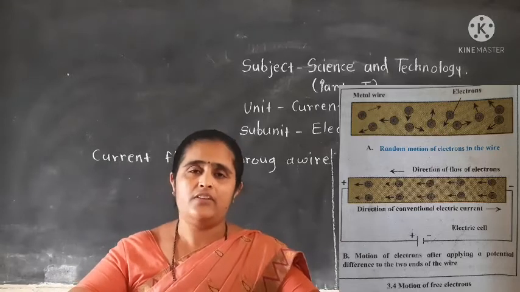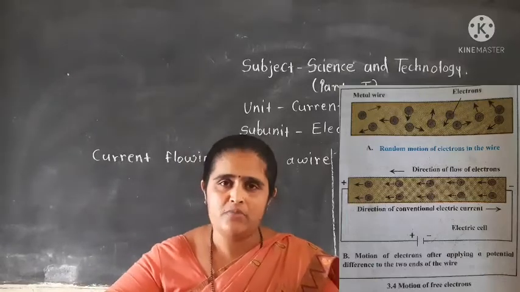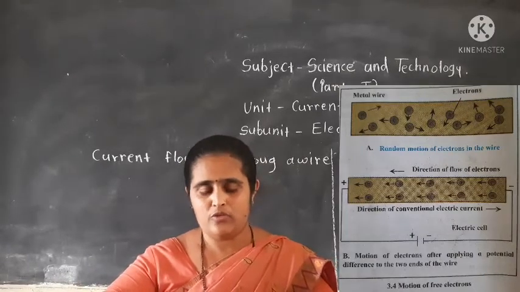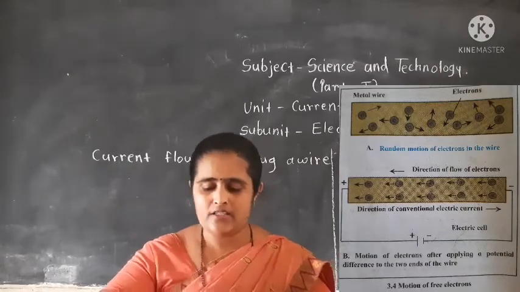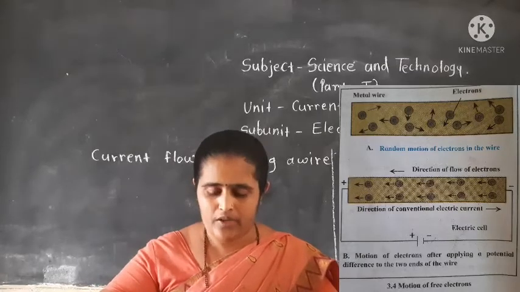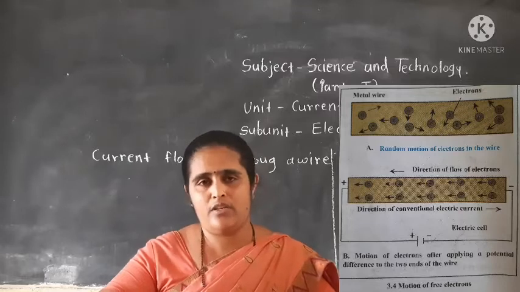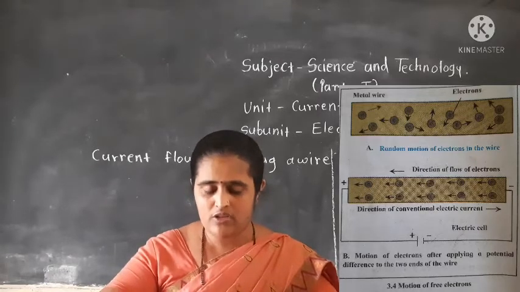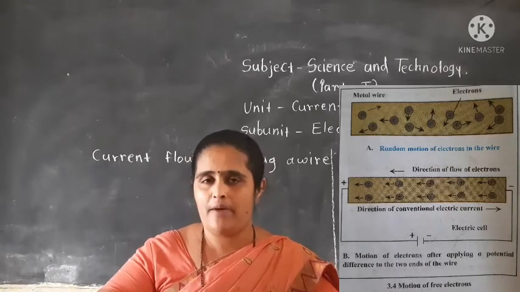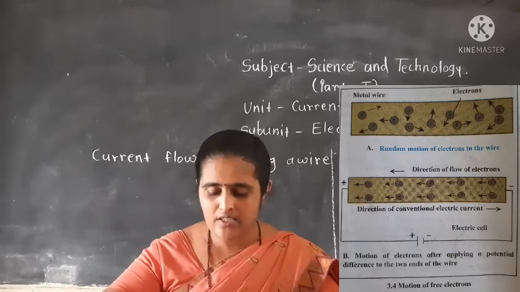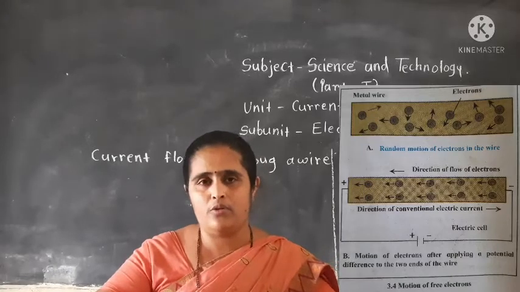Let me prepare some activity based questions on this topic. The above diagram is related to which concept? Your answer is motion of free electrons. The diagram A indicates which motion of an electron? The diagram A indicates the random motion of electrons between the atoms. The second question: when this cell is attached into the circuit, what happens? Your answer is, when the cell is attached into the circuit, the electrons flow from the higher level to the lower level.